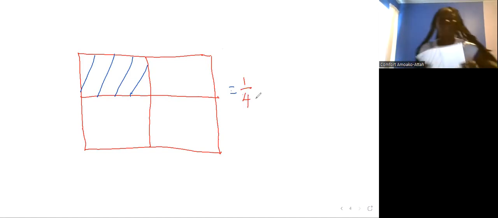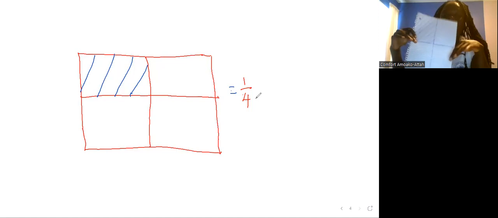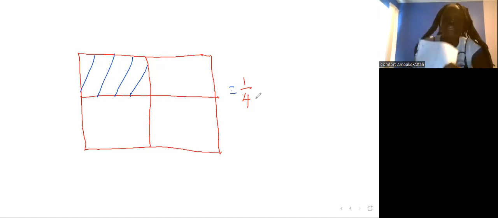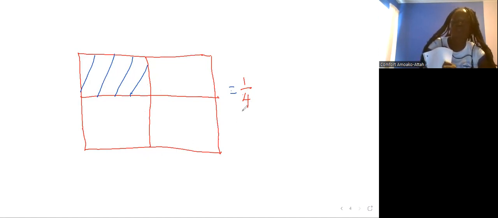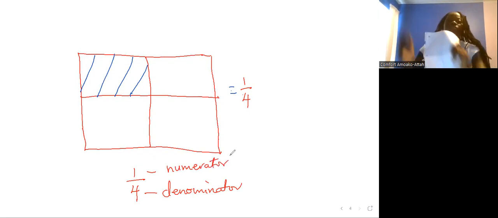Excellent. Okay, so with this one, how did you get the answer? How did you get 1 out of 4? Good. I can hear some people saying that is perfect. You realize that the total number of divisions became your denominator, whilst the number of shaded portions became your numerator. Good.